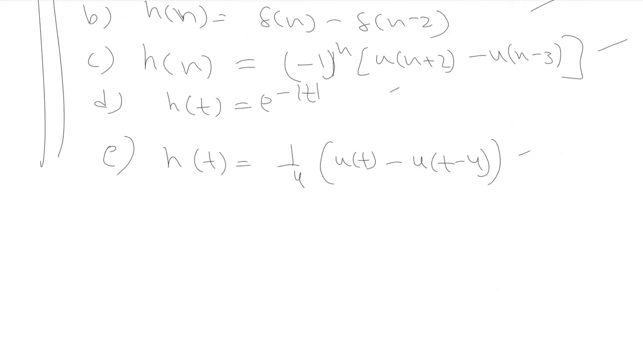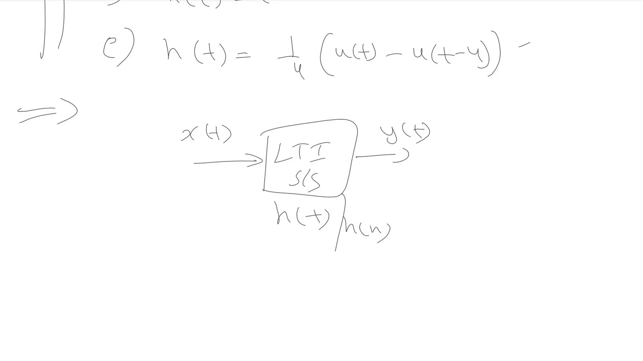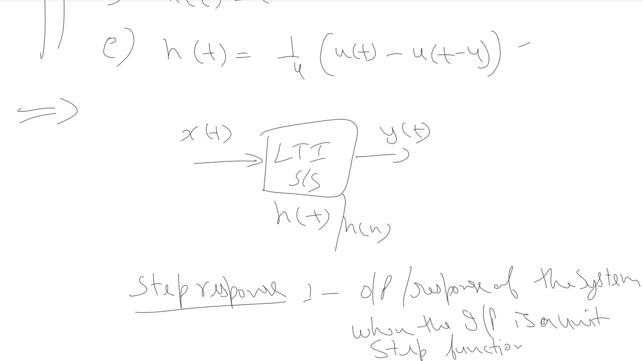Now let us first analyze what we mean by a step response. If we have an LTI system with impulse response, let's say h(t) or h(n), depending on the continuous time or discrete time system, x(t) is the input and y(t) is the output. So step response means the output or response of the system when the input is a unit step function. That means it is the response when the input signal applied is u(t), the unit step function.